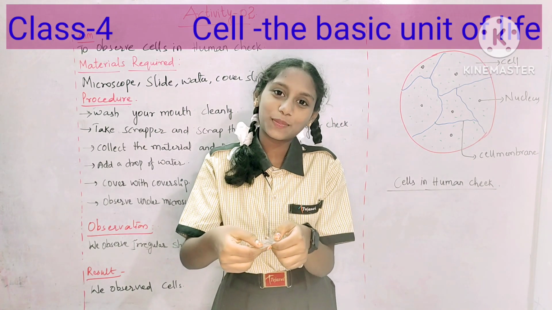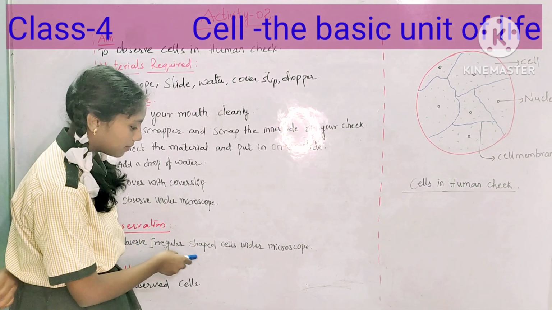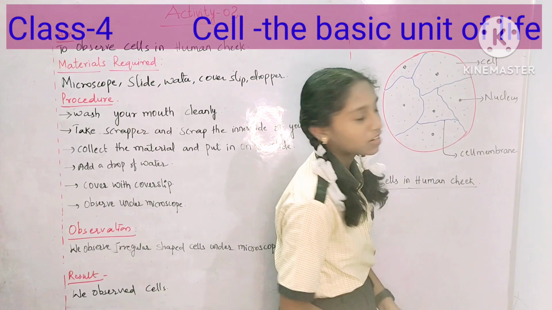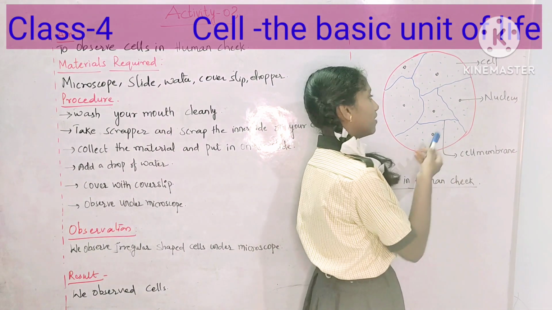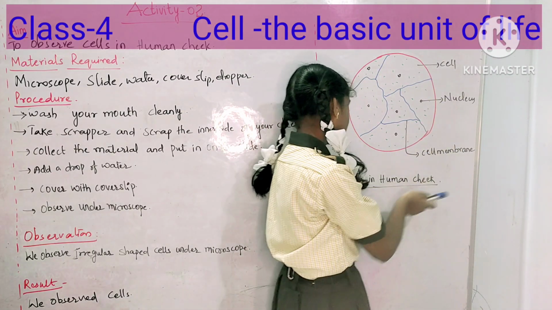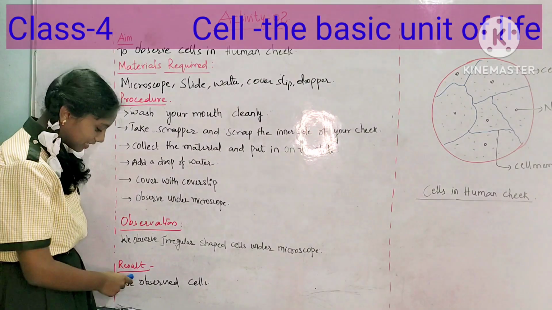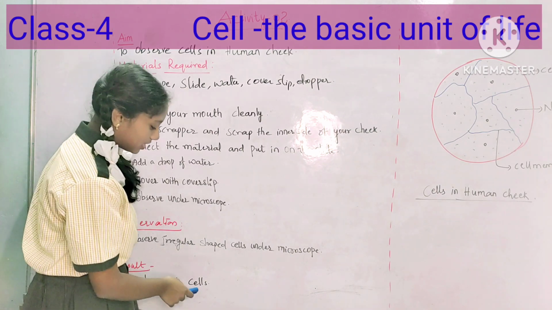Observe under the microscope. Observation: we observed irregular shaped cells under the microscope. Friends, we observe this structure: cell, nucleus, cell membrane, cells in the human cheek. Result: we observed human cheek cells.